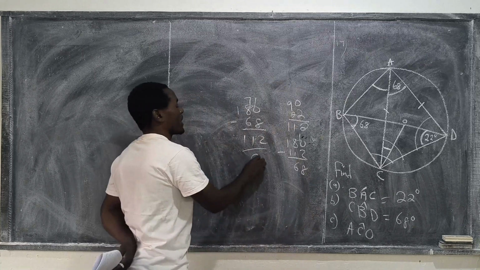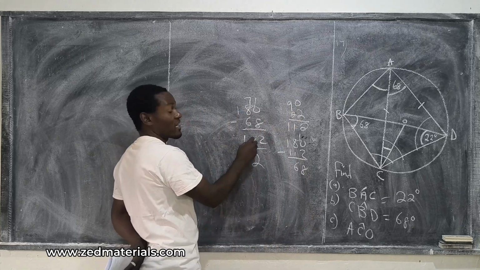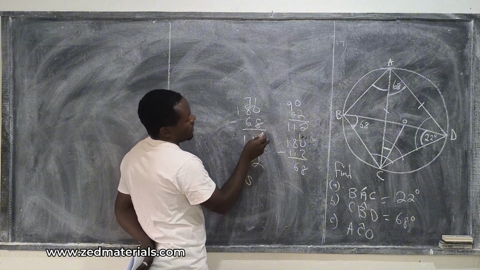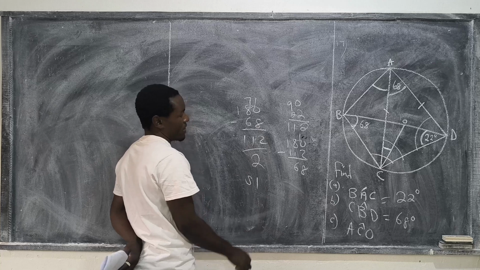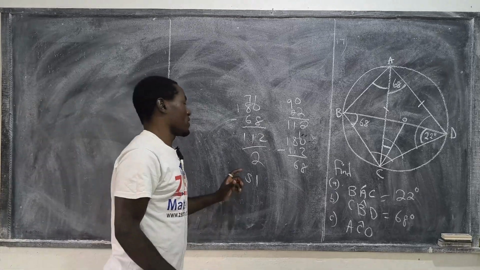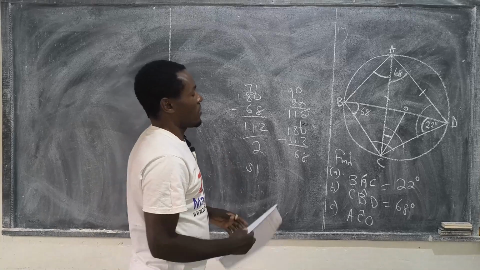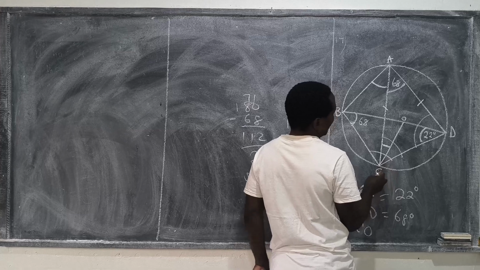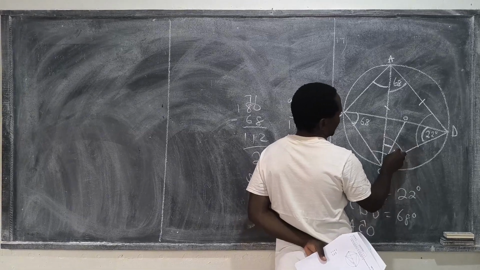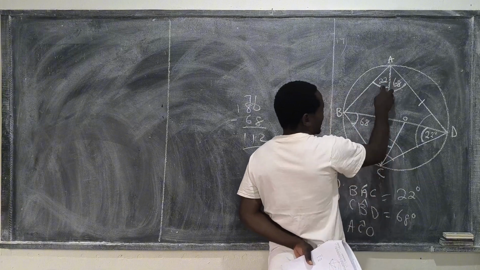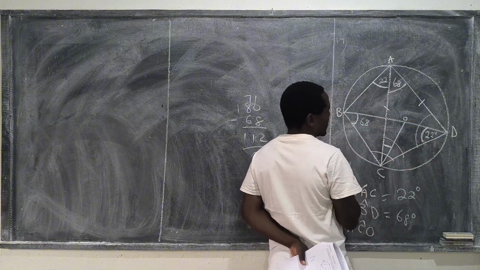Then two angles are sharing this 112, so you divide 112 by 2, because two angles are sharing this 112. 2 into 11 is 5, 2 into 2 is 1. So you have 51. Now, what is here? We said this is 22, this is 22, this is also 22.